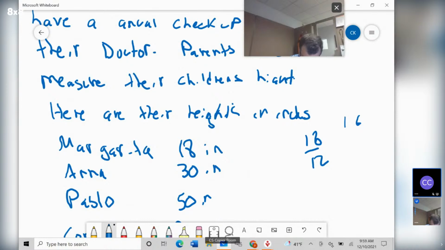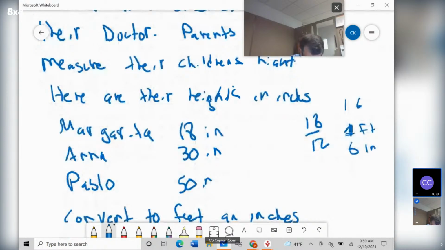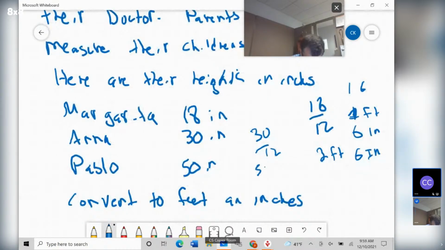So what that would mean is it'd be 1 foot 6 inches. And then for Anna, same thing. It's 30 over 12. It would go 2 times, and there'd be 6 left over. So she would be 2 feet 6 inches. And the last one would be Pablo. It's the same thing, 50 over 12. 12 will go into 50 4 times, and there'd be 2 left over. So it'd be 4 feet 2 inches.